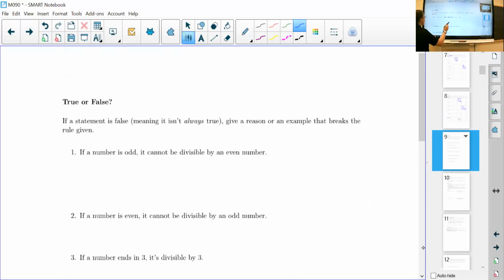The number is odd, it cannot be divisible by an even number. Number is even, it cannot be divisible by an odd number. We have all these statements, which ones are true and which ones aren't. I'll give you number 2. Notice that if a number is even, we're saying it can't be divisible by an odd number. Here's one of those counterexamples. 6 is even. So this says 6 cannot be divisible by, say, 3. 3 is odd.